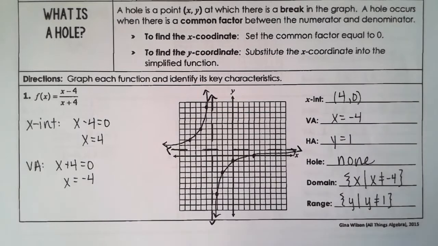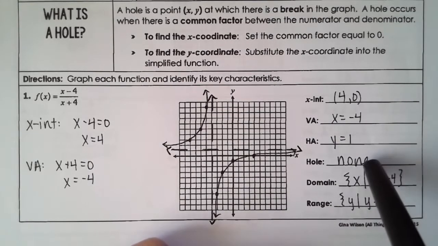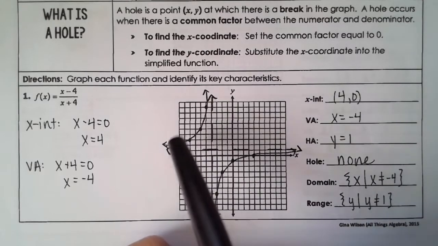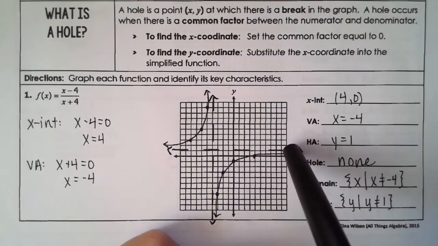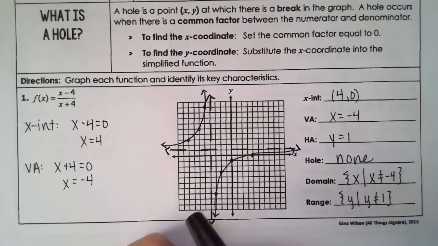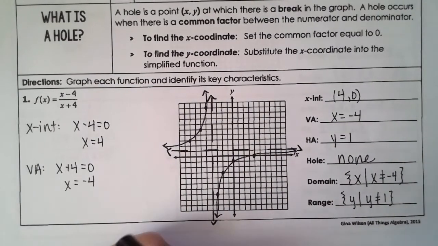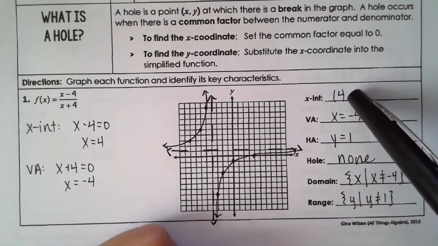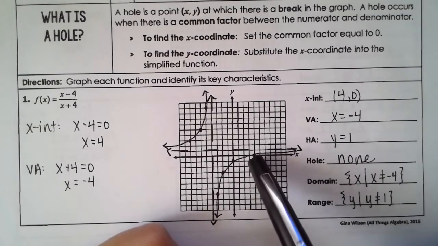There's no holes because I did not simplify. So here's my horizontal asymptote. Now, how do I know what the graph looks like? You can create a table, or if you're at this point, I would hope that we're really good at just evaluating x points. So I know for a fact I have the x-intercept at 4, 0. So there's going to be a point there, this one here.